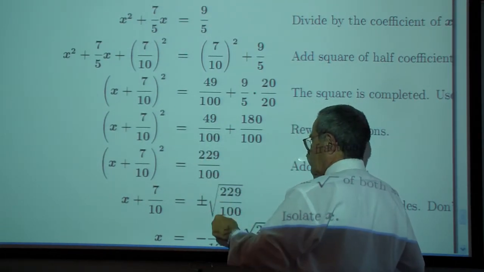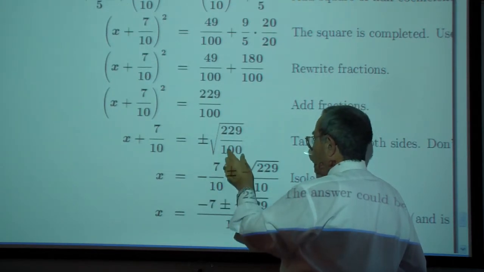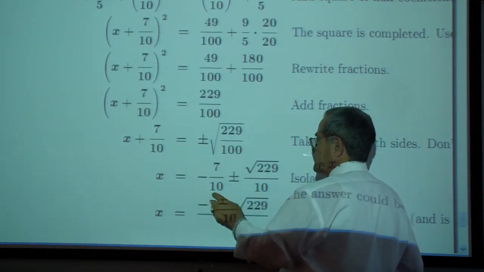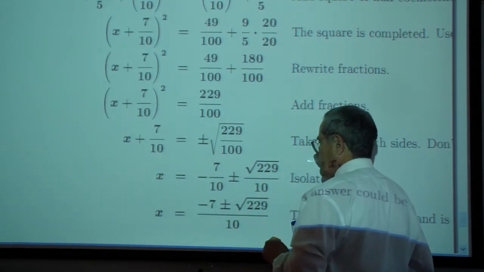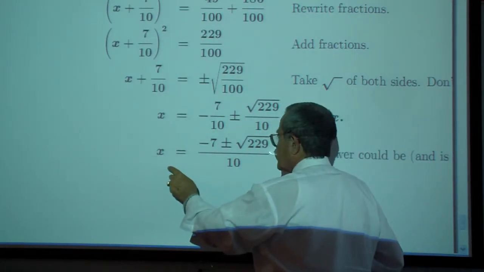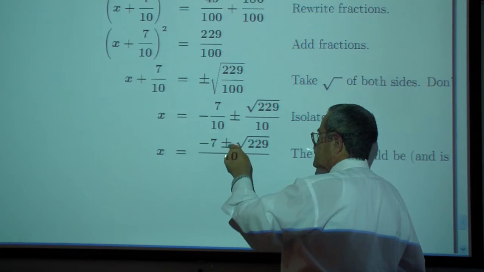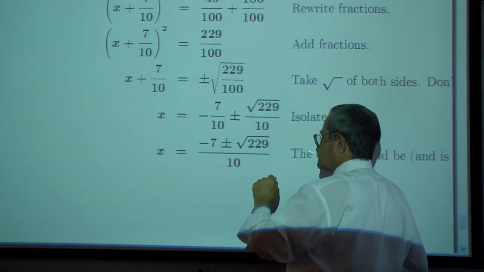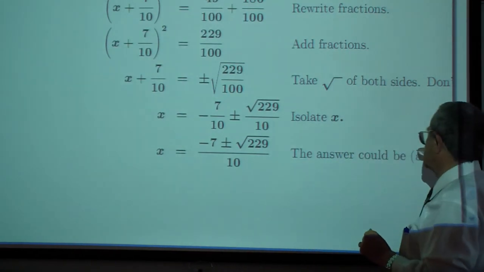You take the square root of both sides. That gives you square root of 229 over 10. Square root of 100 is 10. You subtract 7 over 10 from both sides. You have the same denominator. So your solution is x equals the numerator negative 7 plus or minus square root of 229 divided by the denominator, which is just 10.